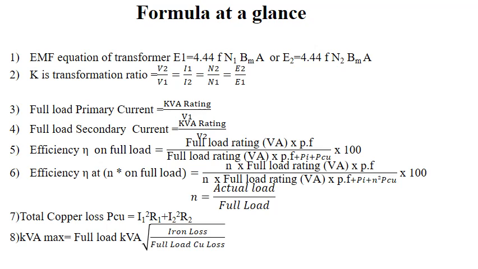Then the next formula is about the total copper losses. Total copper losses is I1 square R1 plus I2 square R2, wherein I1 and I2 are the full load primary and secondary currents. Then the last formula is about the kVA corresponding to maximum efficiency. It is given by full load kVA into under root of iron losses upon full load copper losses. So now let us proceed with the numericals one by one.